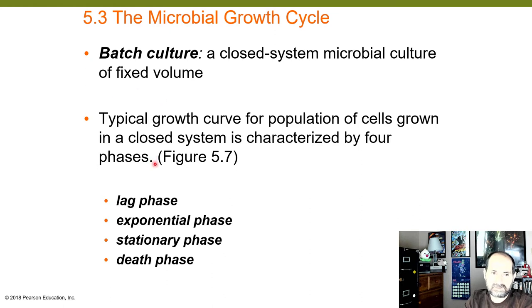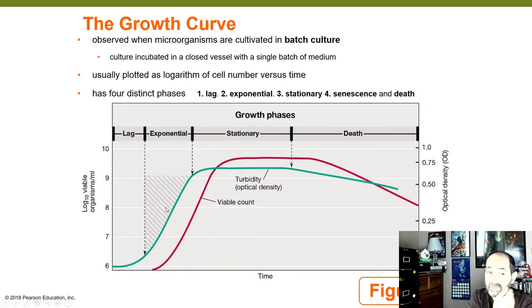What would happen in a flask if I were to add some bacteria to the flask? Well, the first thing that would happen is a period of lag, followed by exponential growth, followed by a stationary phase and death. So let me show you that plotted out here. Again, we have time plotted on the x-axis and log 10 of viable organisms on the y-axis. Let's say I have my 1 liter flask, and at time zero, I introduce some cells to my flask.